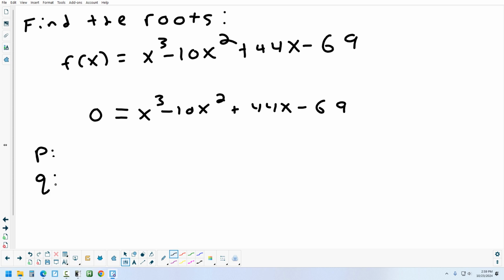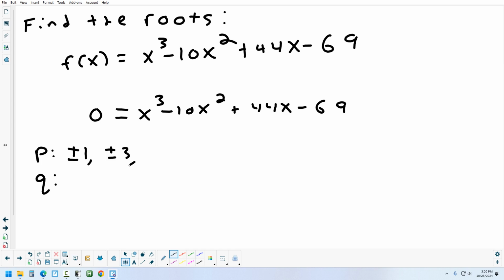So P is all the factors of the constant. What are all the factors of the constant here? I mean, what is the constant? Negative 69. So the factors of that would be plus or minus 1. 2 doesn't work, but 3 does. I don't think 4, 5, 6, 7 do. I think it's going to be 1 and 3, and then 3.